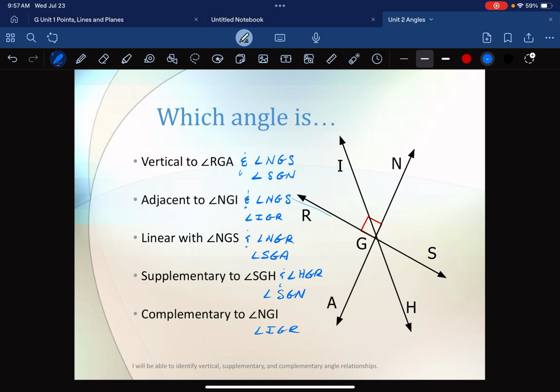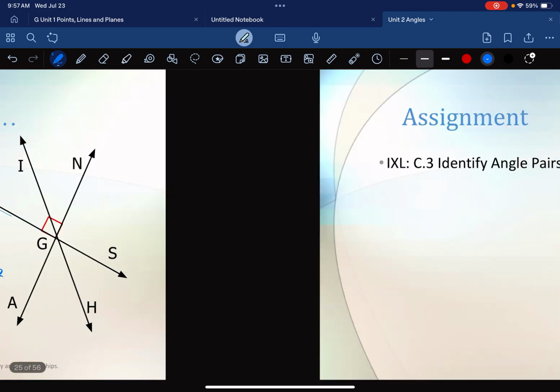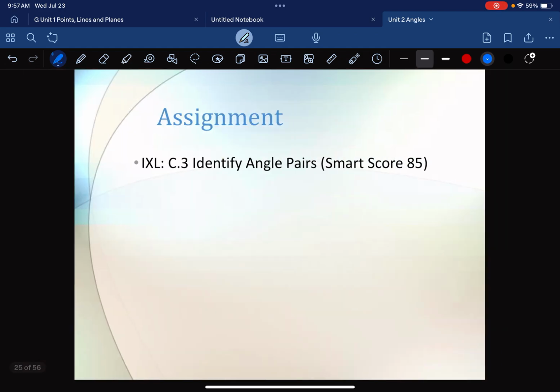Okay. So again, this is a critical section of material. You've got to be good at identifying those angle pairs. And so the IXL C3 identifying angle pairs, guys, that may take you a while to do. I just need you to understand that it's going to take some time. It's probably going to take some time for us in class as well to work through that and really get you to the point where you see them.